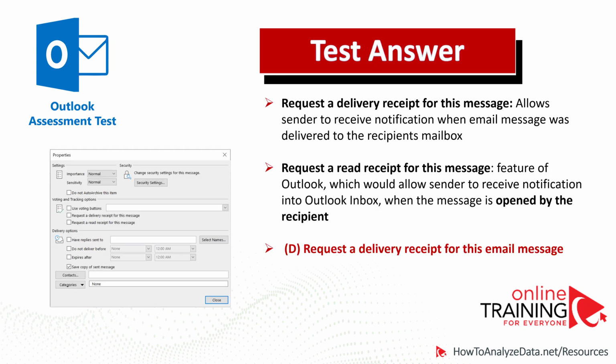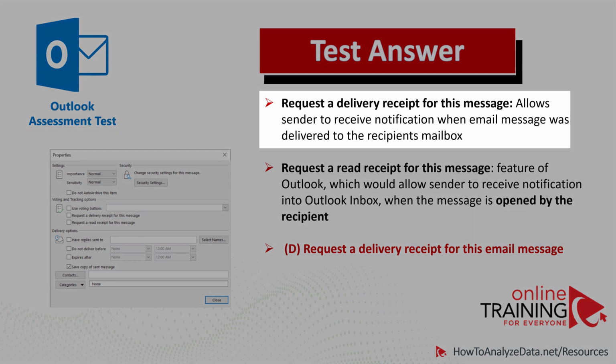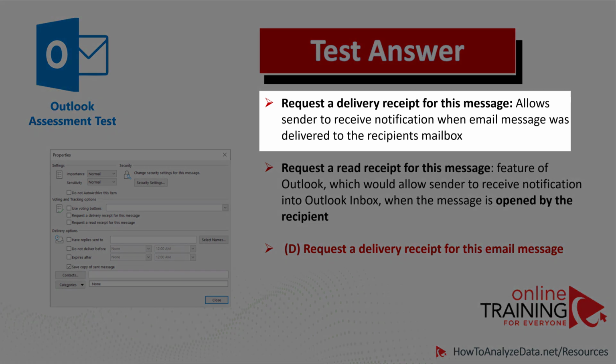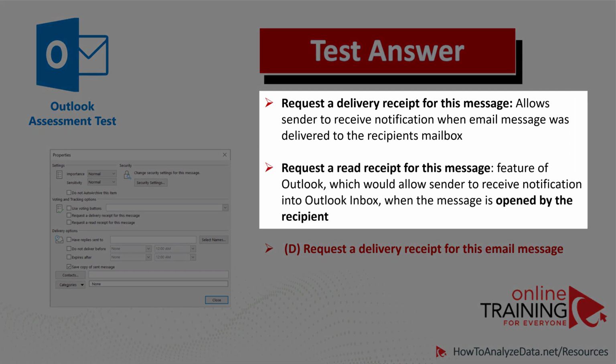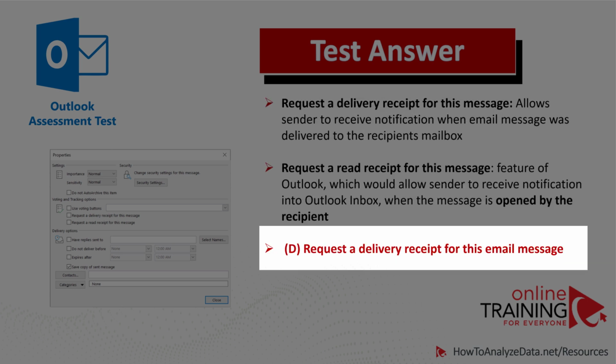Let's recap. Outlook provides 2 different options for track email messages: request a delivery receipt, as well as request a read receipt. The correct choice in our case is request a delivery receipt of this email message.